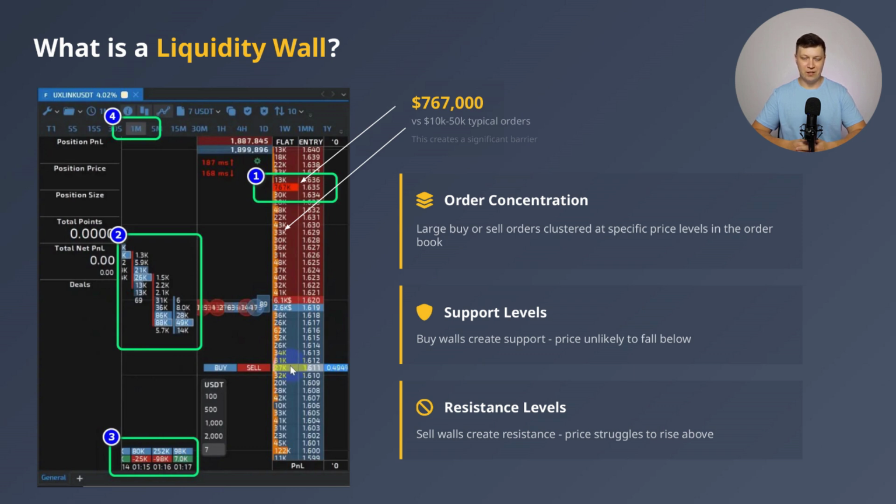This tells us that the $767,000 order is too large to be filled right away at the current trading volume. This particular order is a sell order, acting as resistance for the price. The price will not go above this order until it is filled. In other words, the price will bounce off this liquidity wall and move downwards in this example. For a buy liquidity wall, the price would move upwards. This is how the strategy is formed.